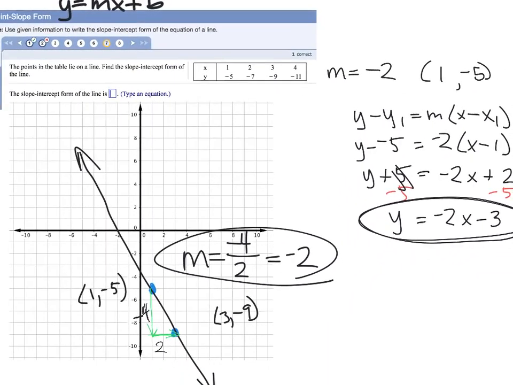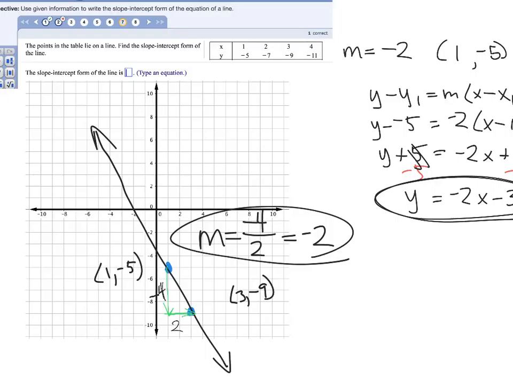Now we want to look at that and say, well, does that make sense? And sure enough, if you look at this, wow, I drew it pretty accurately.